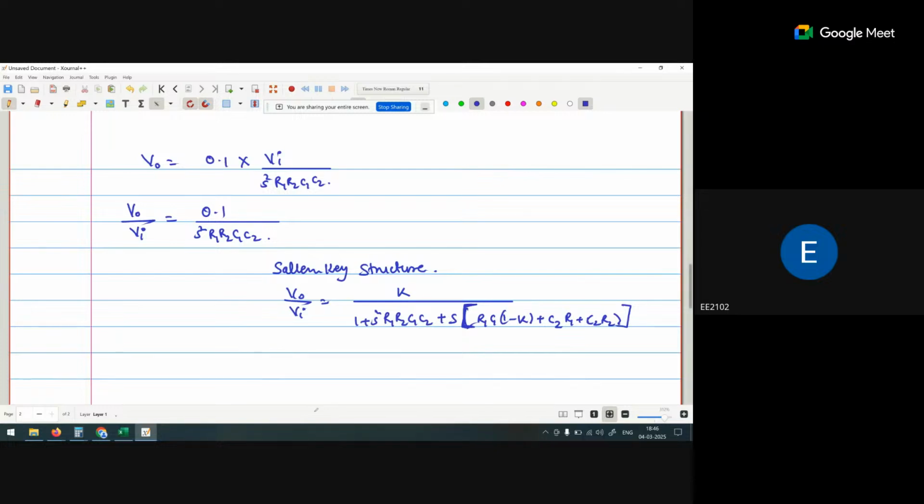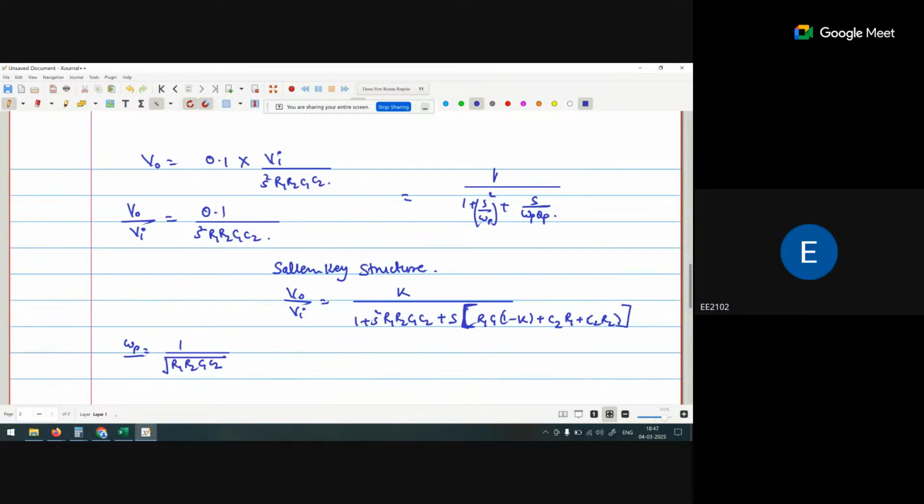Now what is the omega p? I compare this one with the second order equation, that is 1 over 1 plus s upon omega p Qp plus s squared upon omega p squared. So first of all we find out the omega p. Omega p is nothing but 1 upon root R1 R2 C1 and C2. This is the omega p.